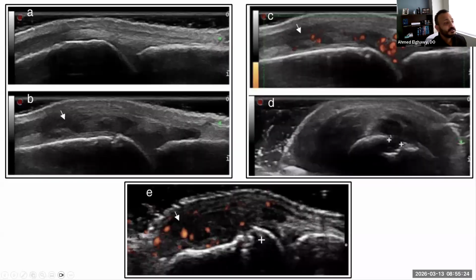On ultrasound, like I said, you can get synovial hypertrophy. In A here, this is what a relatively normal MCP would look like. And as you go into B here, you can see that this synovial space has hypertrophied and extended proximally. This is what happens with a swollen joint.